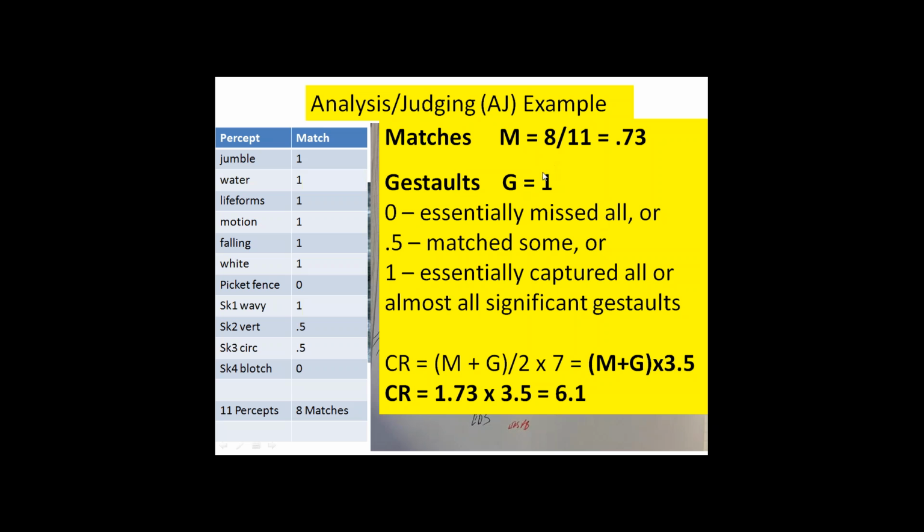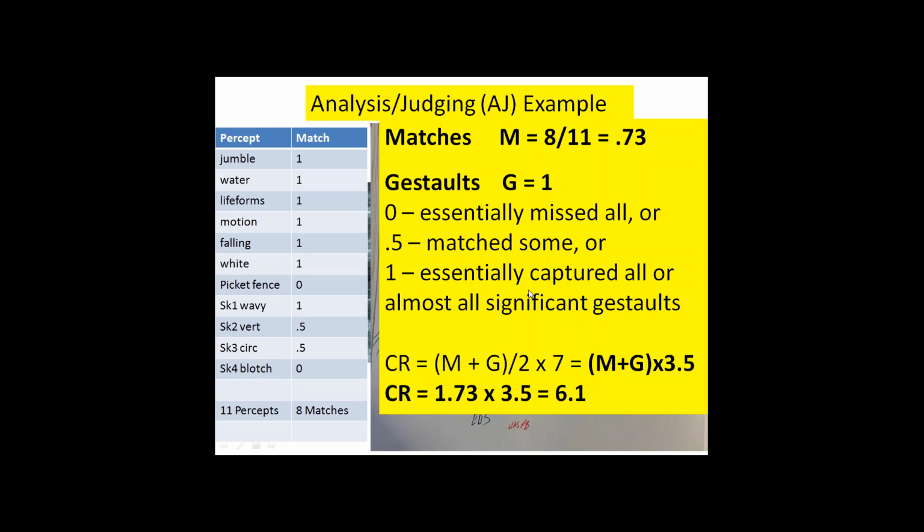Now, okay, so I have the two aspects. And notice that the gestalts, for the first time, give you this ability to get a 0. If I had only had 2 things on my list and they were both right, I would have gotten a 1 here. But if I got 2 colors, say, I'd feel uncomfortable even doing that. Nevertheless, the point is that I would get a 0 if I didn't get the gestalt here.